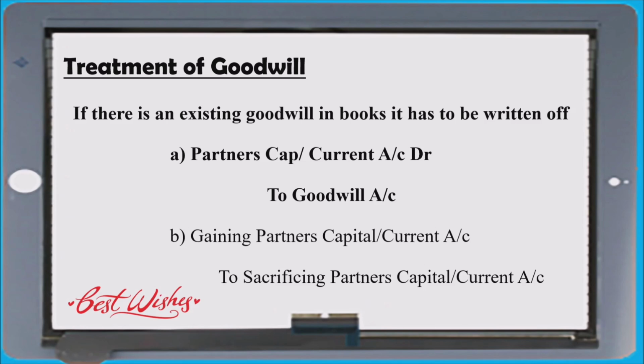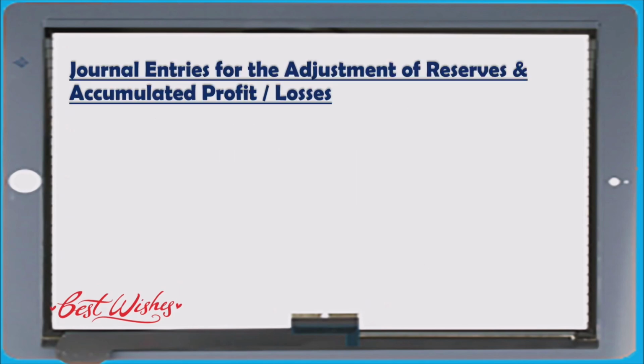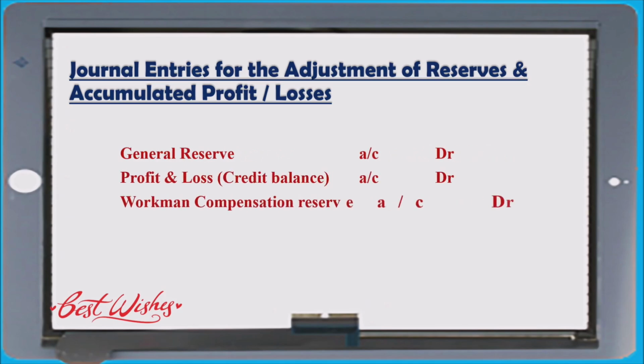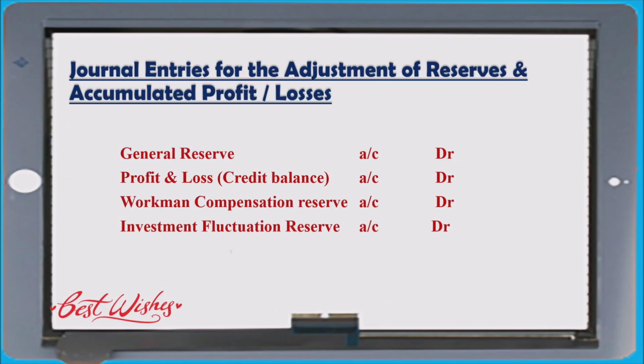And if there is any amount of goodwill already appearing in the firm, that will be written off: partners' capital or current account debit to goodwill. And the accumulated profits and reserves will be shared using this entry: General reserve account debit, profit and loss credit balance account debit, investment fluctuation reserve account debit, workmen compensation reserve account debit, to old partners' capital individually, shared in the old ratio.